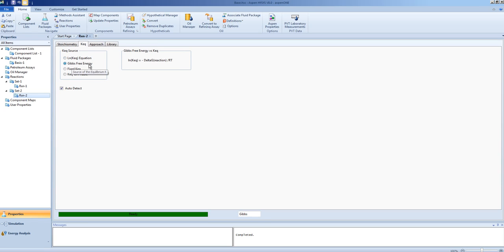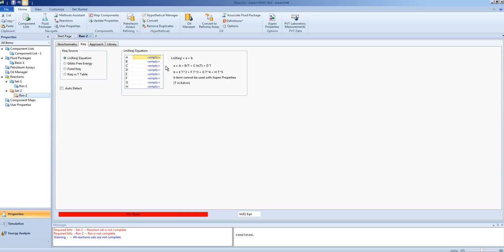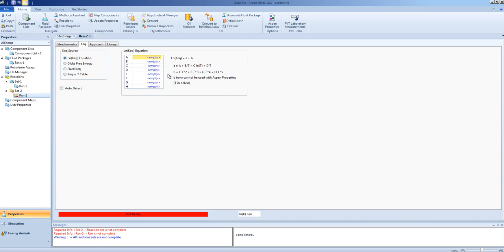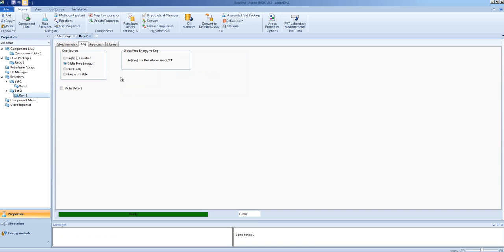Note, the Gibbs free energy method will be used to predict K equilibrium, or we have the ability to enter an equilibrium relationship as a polynomial in T, or a fixed equilibrium, K equilibrium, or even as a table. Information such as this polynomial can be gotten from literature such as papers. For now, we will let Gibbs free energy calculate our equilibrium, or K equilibrium.